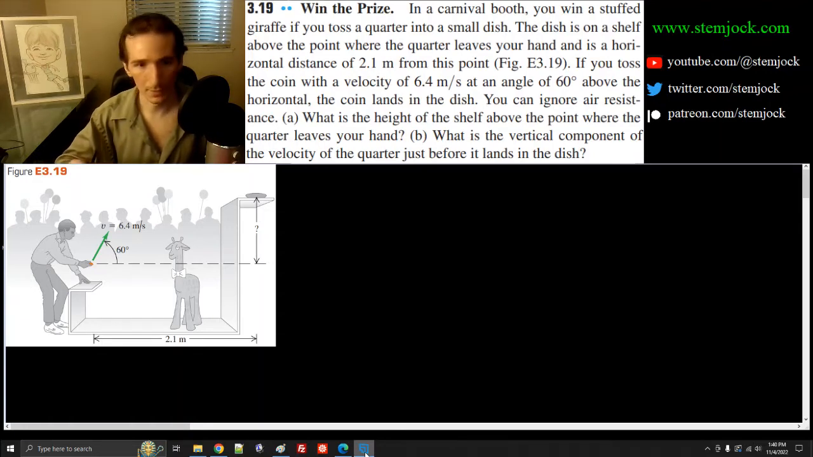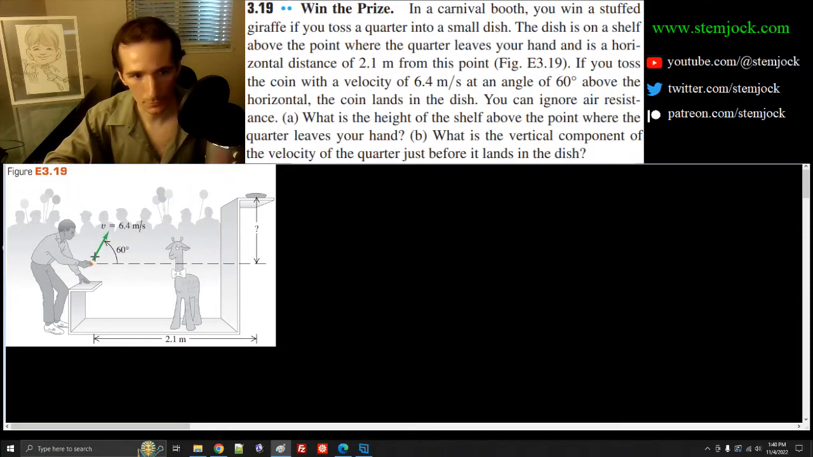Alright, so as they drew in the figure here, in part A, we're looking for this distance right here. And in part B, they're asking for the final velocity. So the trajectory of this quarter is going to go from here initially, and it's going to go in the shape of a parabola because there's no air resistance.